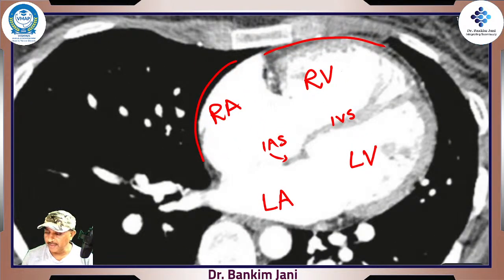Interatrial septum. And there we see the huge gap, this gap. I'll remove this line, but this is the gap, and that is the atrial septal defect, right? So that's how the blood would be going from left atrium to right atrium, right?